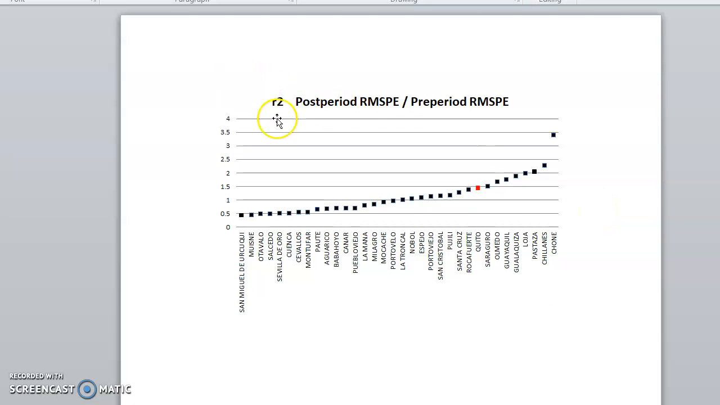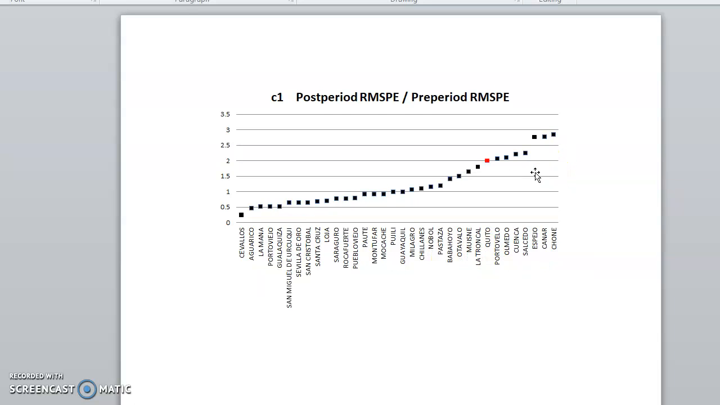I do the same for R2. I don't find good results. Quito isn't one of the highest ones with the ratio. And I do the same for C1, and again, Quito's not a very high one. If you calculate the probabilities here, you're going to have about a 25% probability, a p-value of 25%, of being able to find this result for Quito for C1, for cardiovascular illnesses.